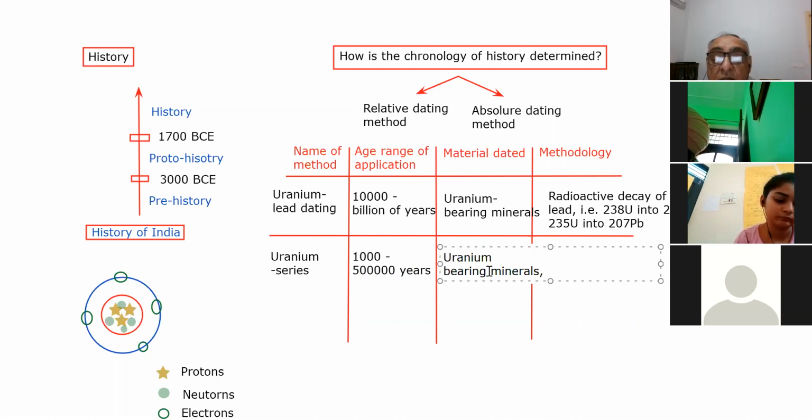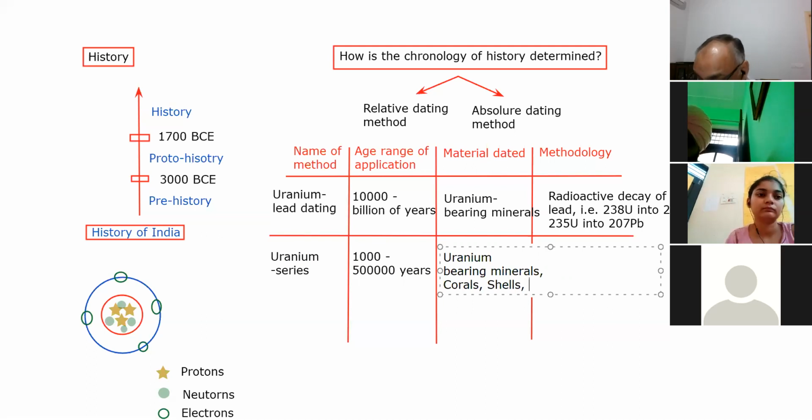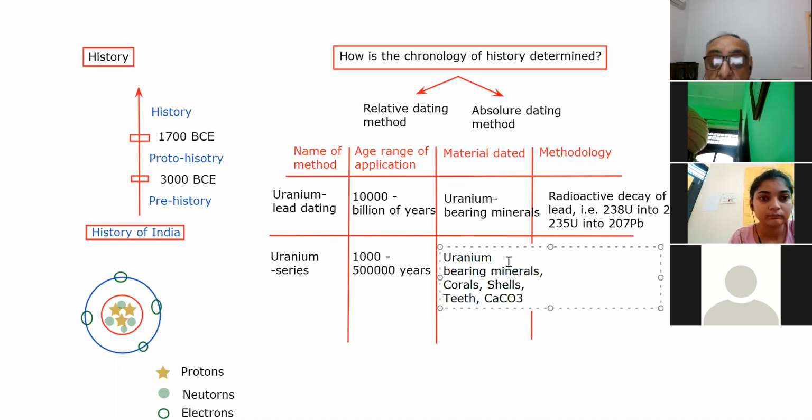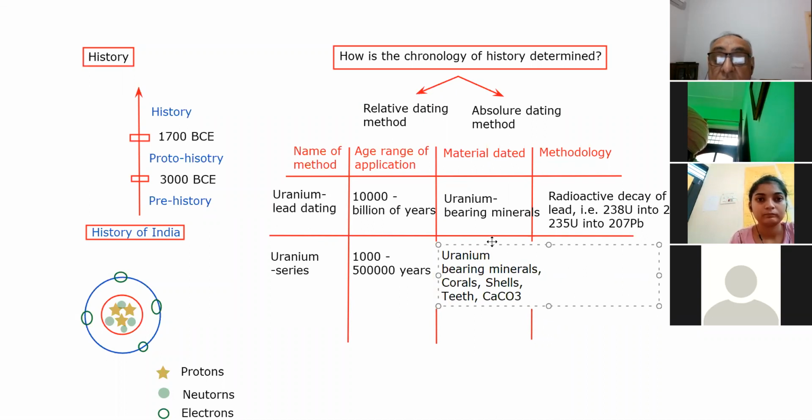And beta, apart from uranium bearing minerals, that is the corals, shells. Beta, somebody's mic is on. Please off it. Corals, shells, teeth, and calcium carbonate. ये इन चीजों की लाइफ की एज को मेजर करने के लिए यूज होता है, जो यूरेनियम सीरीज होता है, right?